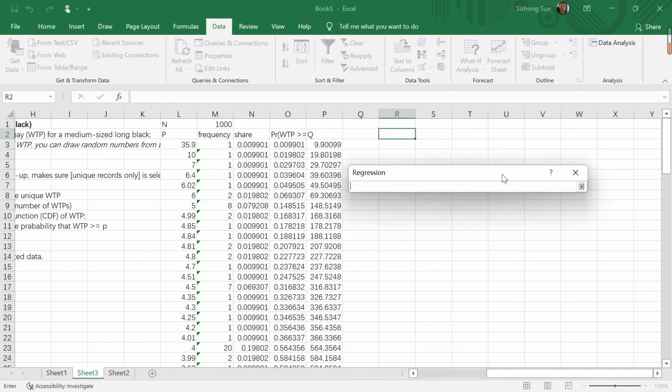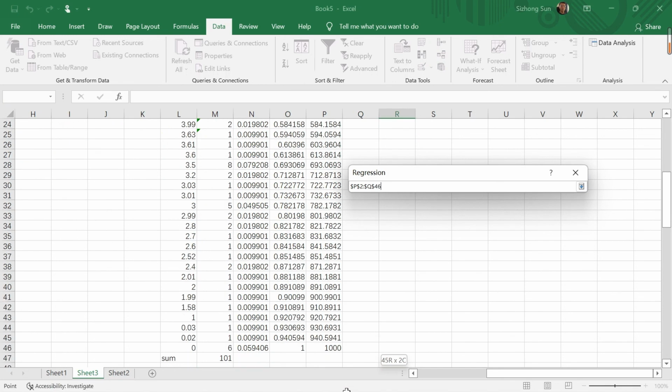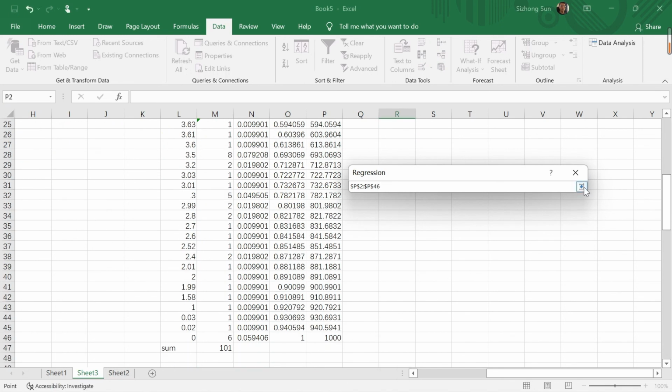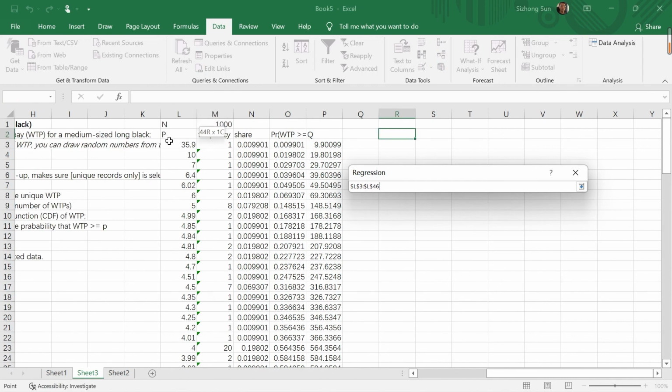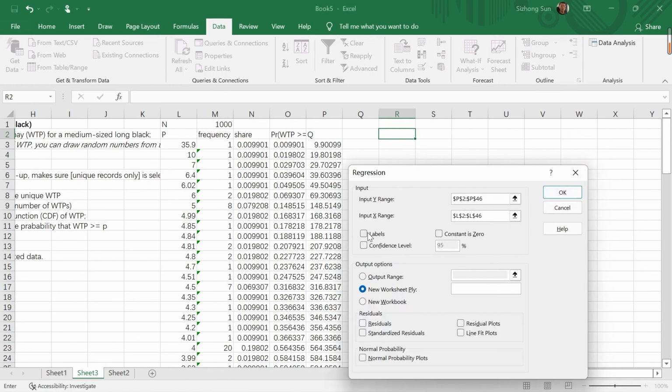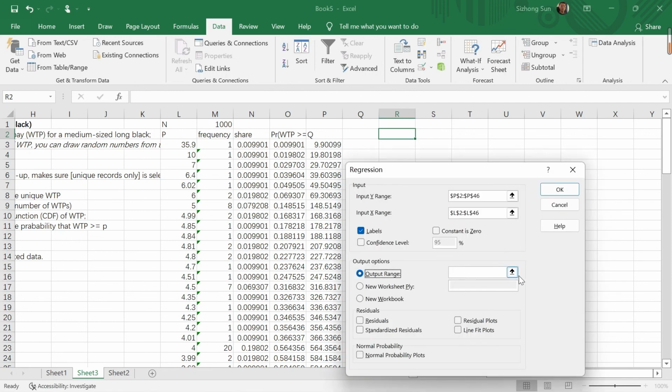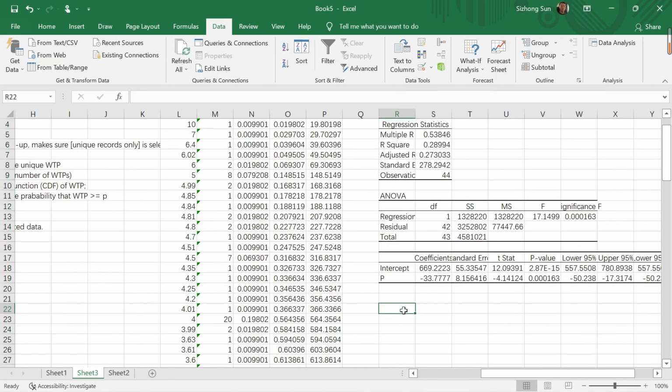The dependent variable is the quantity. The independent variable is the price. And output the result here. Okay, so now we estimate the demand function. Quantity is 669 minus 33.77 times price. That's the second way of estimating a demand function from the survey data.